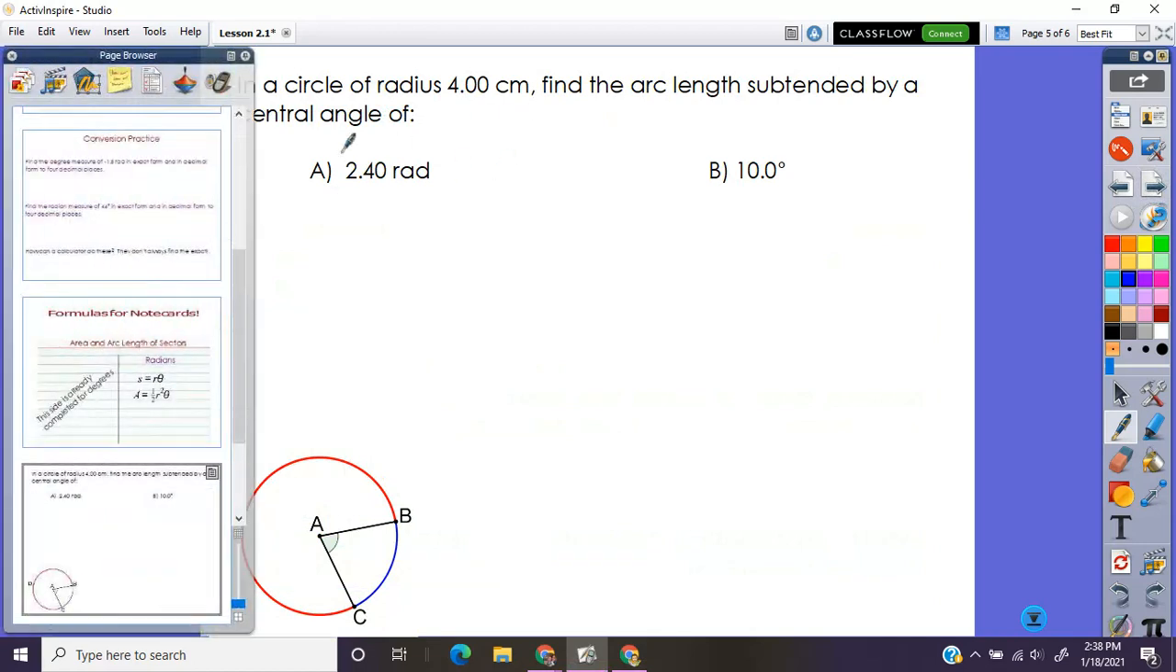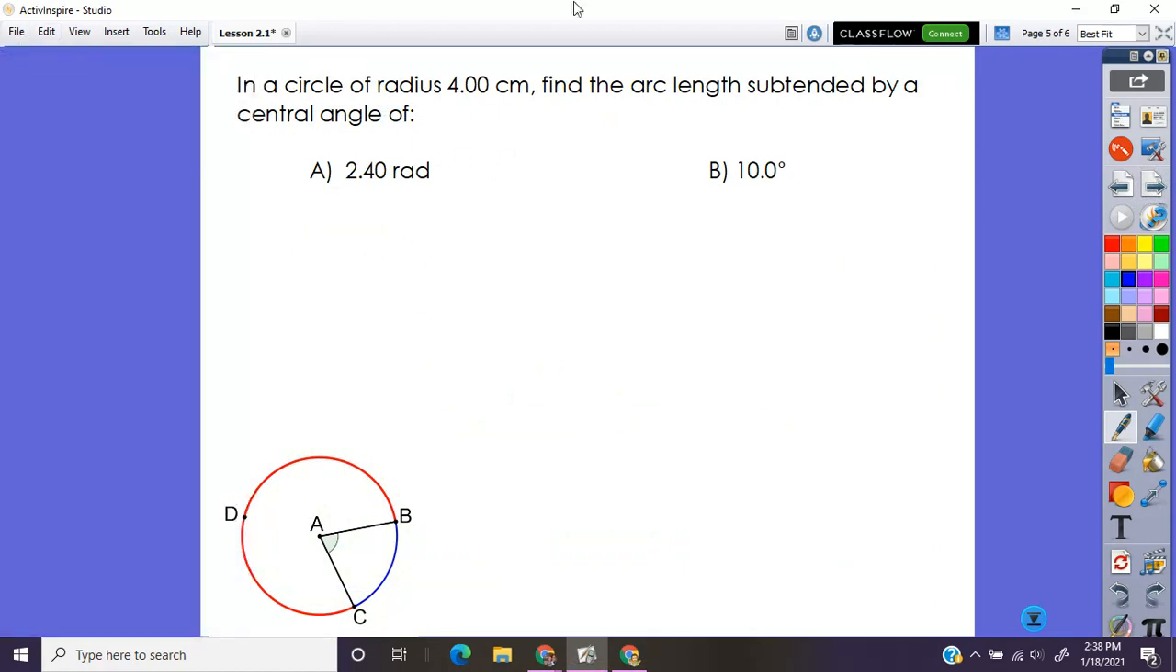So let's practice. We're going to practice both of them. In a circle with radius 4 centimeters, find the arc length subtended by a central angle of 2.4 radians, and then again by 10 degrees. Let's start with the radian one. We know that our arc length formula is S equals R theta. This right here is our theta, and here's our R. So to find our arc length, all we need to do is plug in our values.